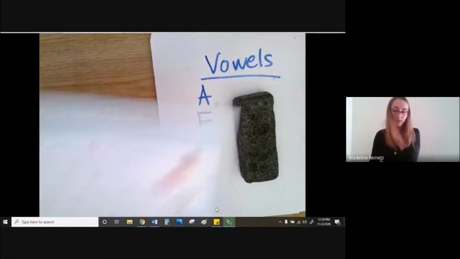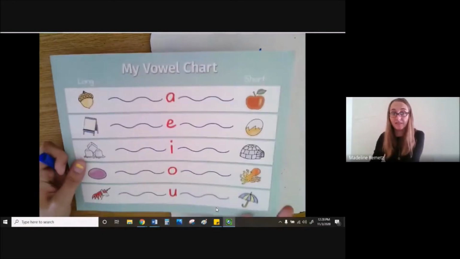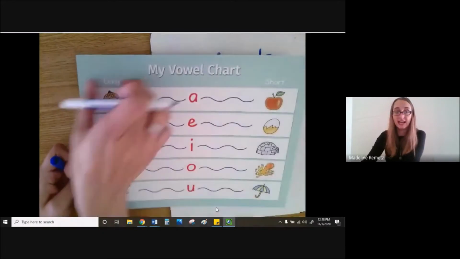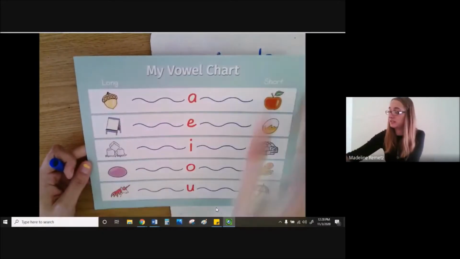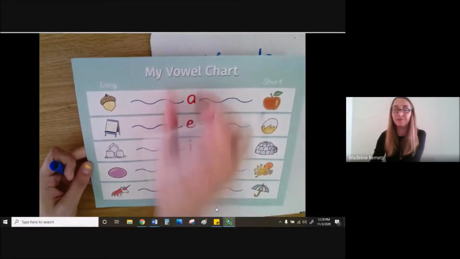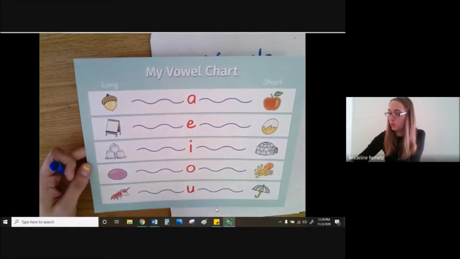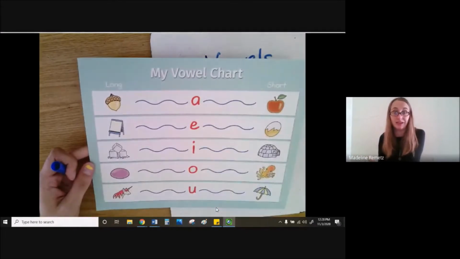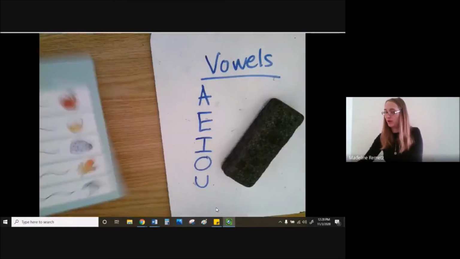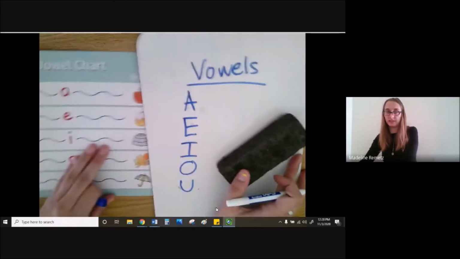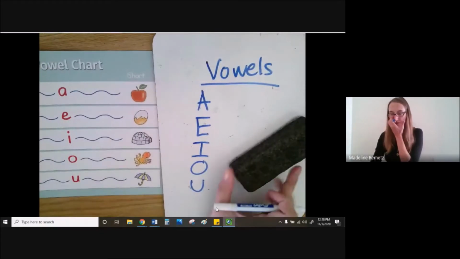And you can take out this chart, which is called the My Vowel chart. On one side, it's long vowels. On the other side, it's short vowels. And in the middle, it's the vowel, and it wiggles out to show you what sound it makes when it's long or short. Well, let's see. We're only doing short vowels today, so we only have to look at this half.